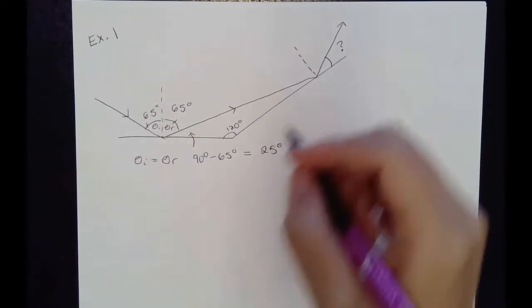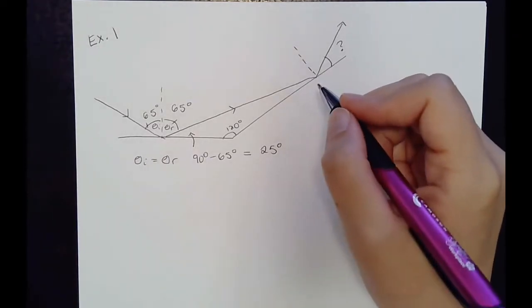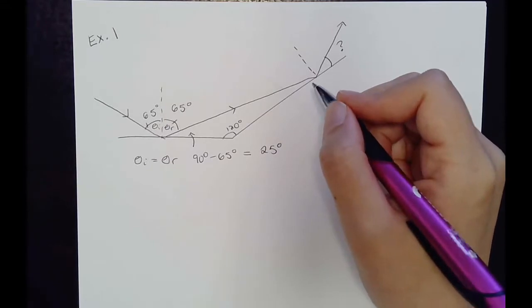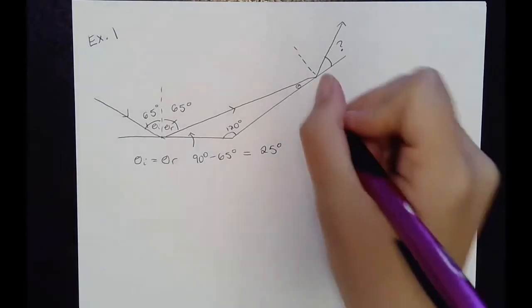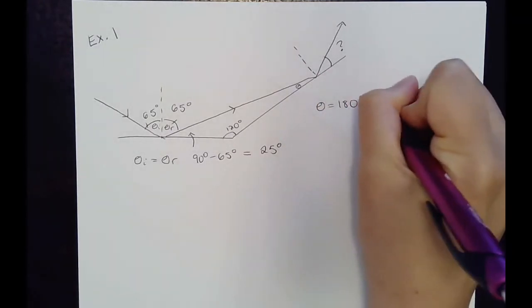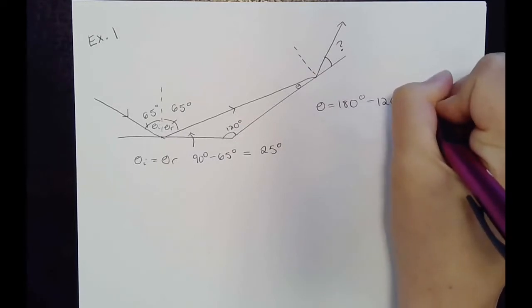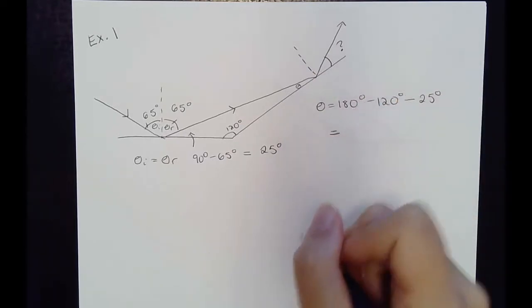Okay, so since we have a triangle here, we know that the angles in the triangle must add to 180 degrees. So if I want to find this angle, I just wrote theta in there. We'll have theta equals 180 degrees minus 120 minus 25 degrees. And that is 35 degrees.